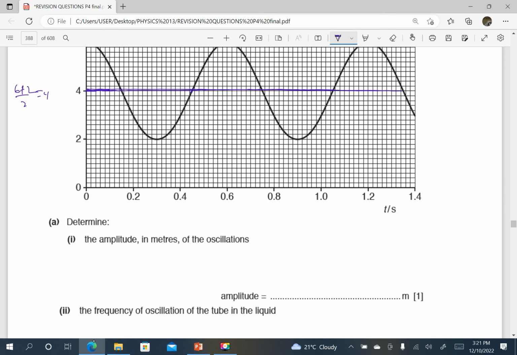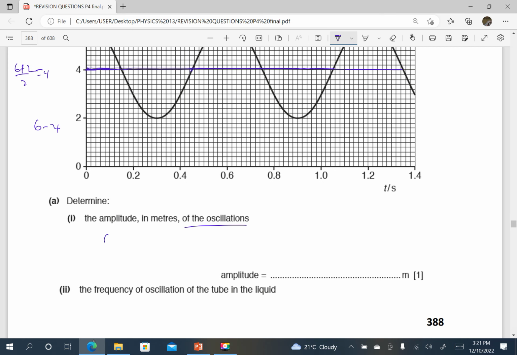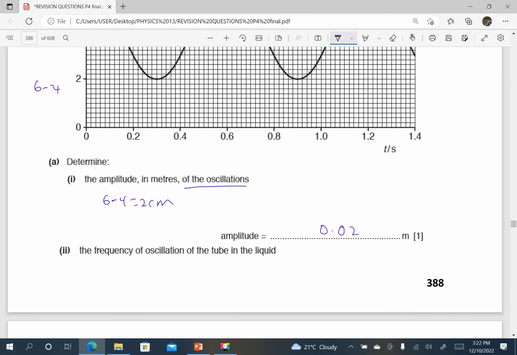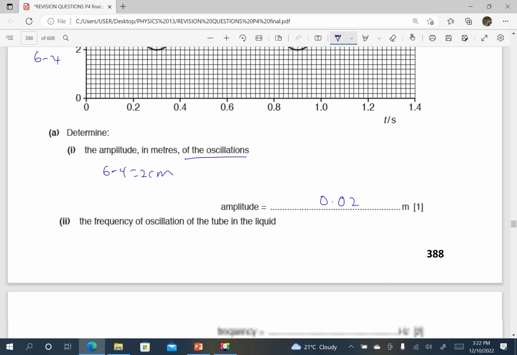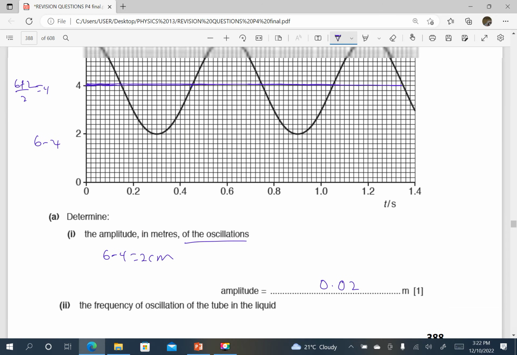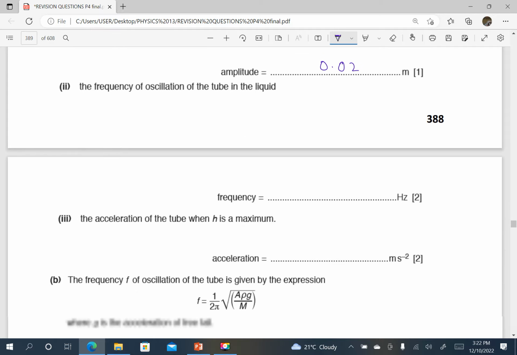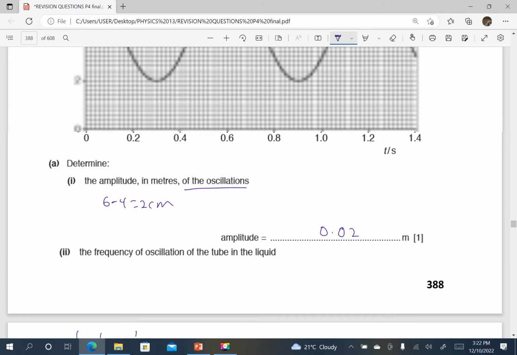Determine the amplitude in meters of the oscillation. So the amplitude is going to simply be 6 minus 4 or 4 minus 2. So that is 6 minus 4, which is 2 centimeters, in meters that is 0.02 meters. Determine the frequency of oscillation of the tube in the liquid. Since we have just got the amplitude, we can find the frequency by using the period. We know that frequency is going to be 1 over the period. Let's find the period.